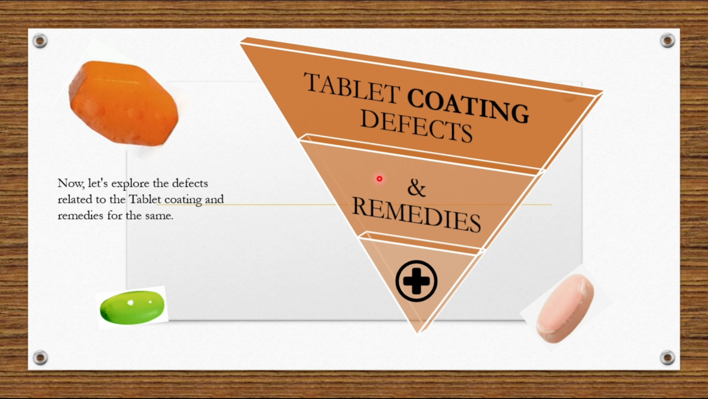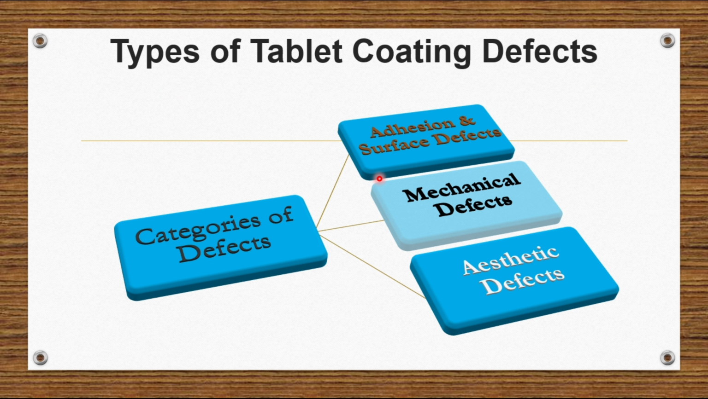Now we are switching to the tablet defects which are related to the coating, that means tablet coating defects and remedies for those kinds of defects. So now let's explore the defects related to tablet coating and understand the remedies for the same. What are the types of tablet coating defects?